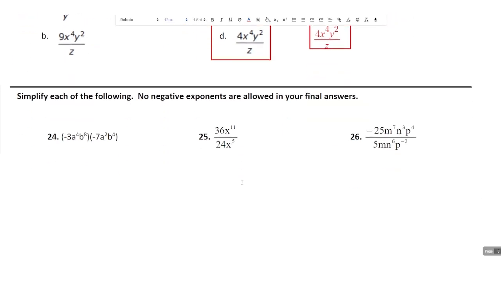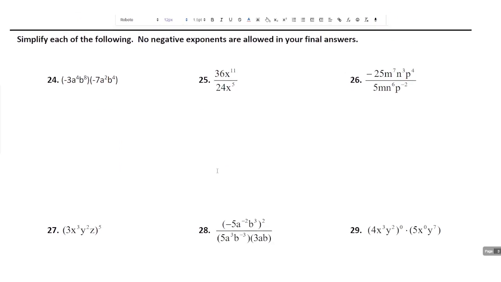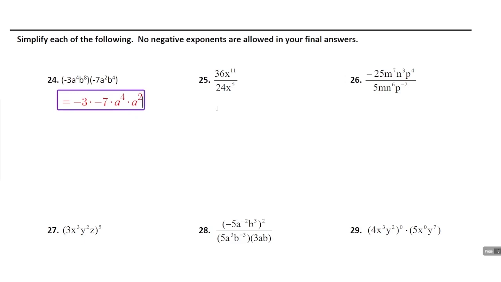Okay, we got one last little section here. Number 24, we're going to go ahead and first regroup this. Negative 3 times negative 7 times a to the 4th times a squared times b to the 8th times b to the 4th.